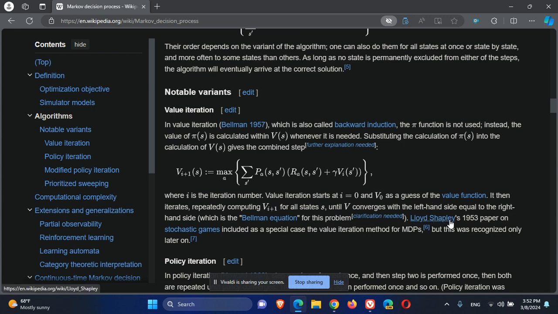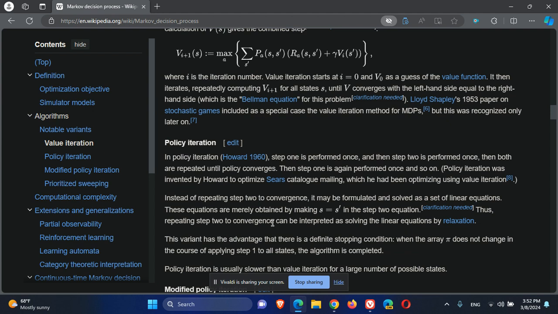Lloyd Shapley's 1953 paper on stochastic games included a special case, the value iteration method for MDPs, but this was recognized only later on.